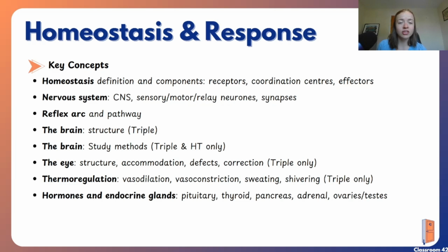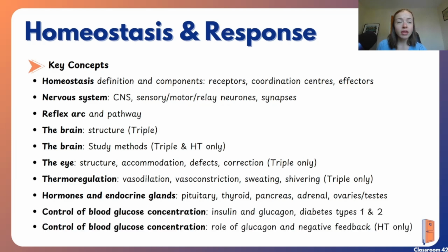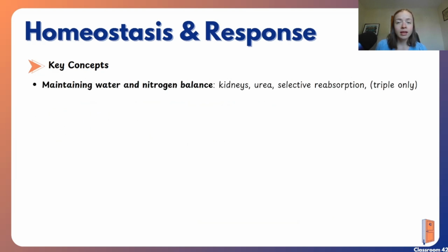Hormones and endocrine glands, so make sure you know the location of the pituitary, thyroid, pancreas, adrenal glands and the ovaries and testes. And then also the control of blood glucose, so everyone needs to know about the role of insulin and glucagon, and the differences between diabetes 1 and 2, the causes, the effects and treatment methods. And then HD only students as well need to be able to link the role of glucagon to negative feedback as well.